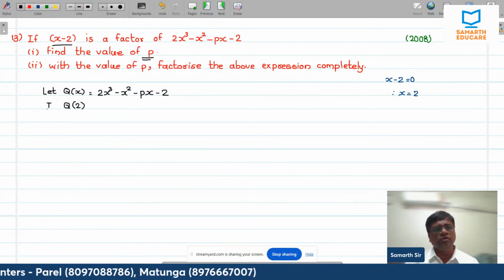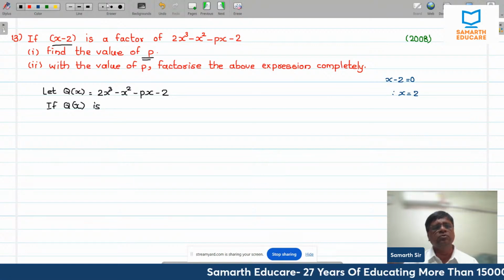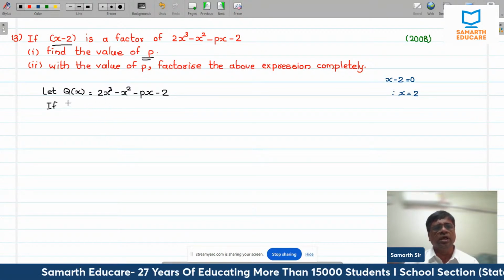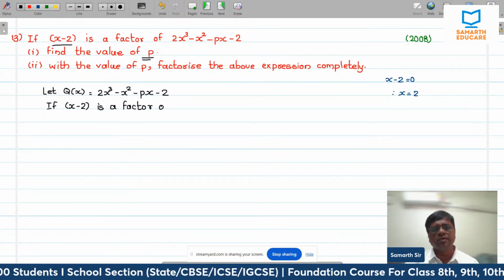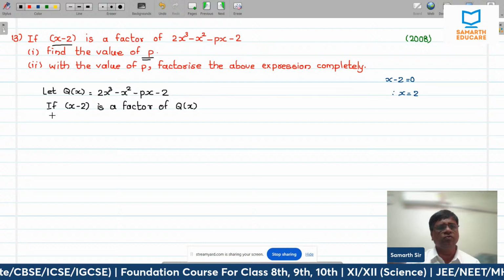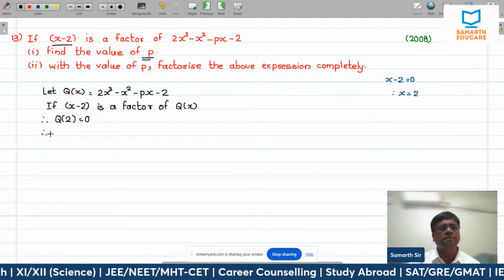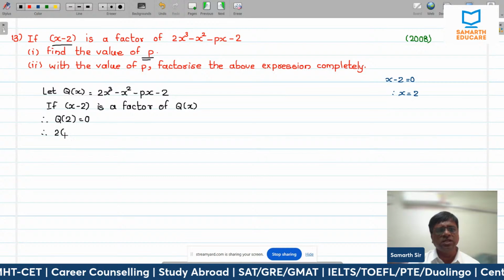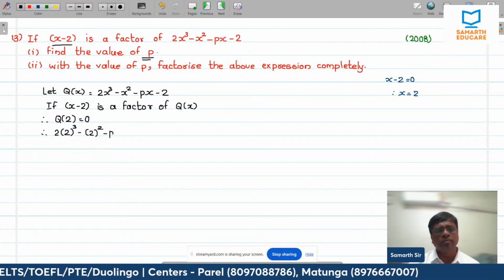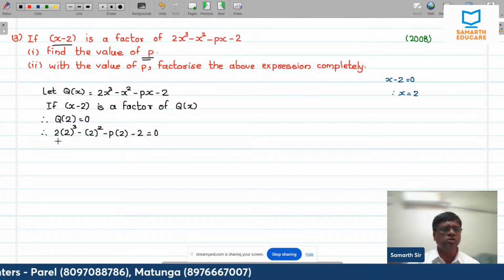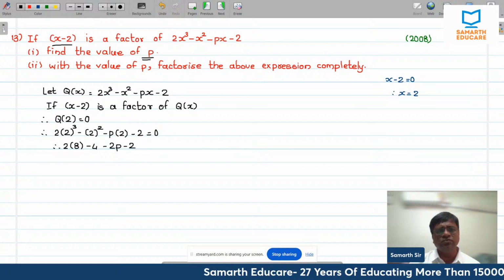राइट? एंड इफ यहाँ पे if I say q of x is a factor, I'm so sorry, x minus 2 is a factor of q of x, that means q of 2 जो वैल्यू है वो कितना हो जाएगा, 0 हो जाएगा। राइट ना, q of 2 0 है मतलब जिधर भी x दिखे अपने को 2 से रिप्लेस करना है। 2 क्यूब माइनस 2 स्क्वायर माइनस p इंटू 2 माइनस 2 इज इक्वल टू 0। यहाँ पे 2 का क्यूब है 8, 2 का स्क्वायर है 4, माइनस 2p minus 4 is equal to 0.